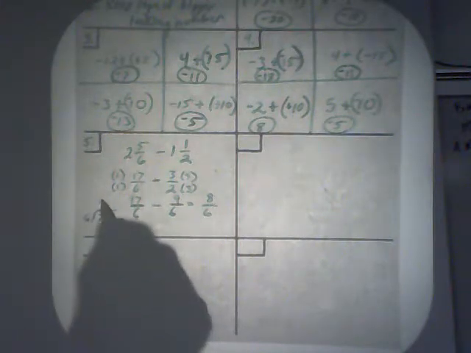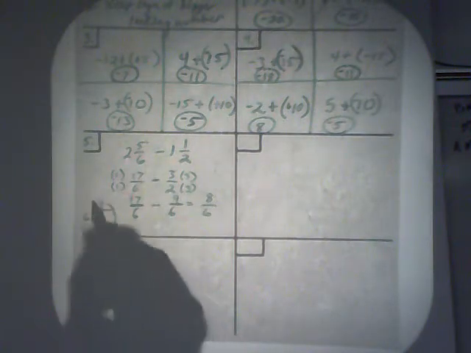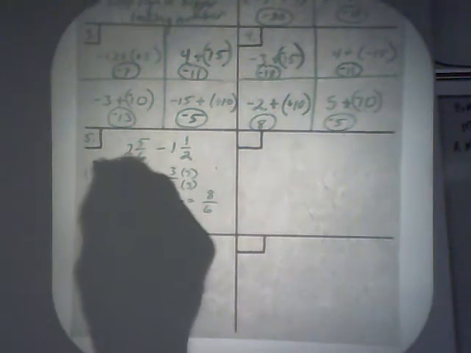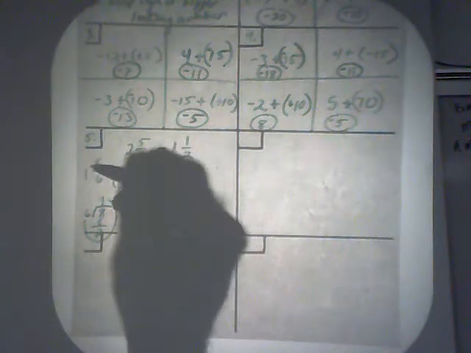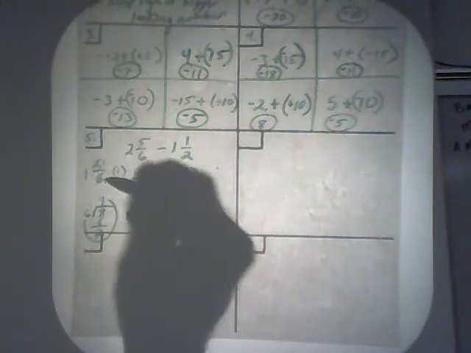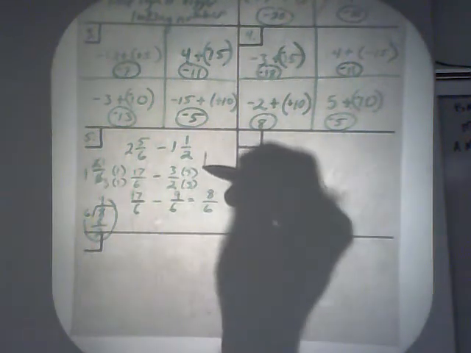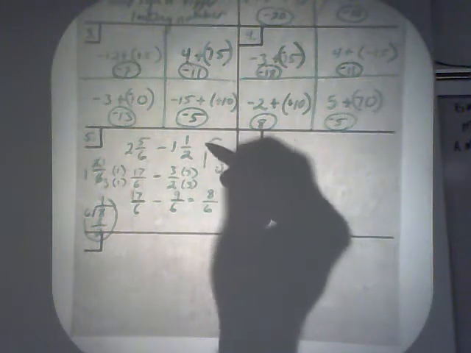6 goes into 8 once. Around the world I have 1 and 2/6. Can I reduce? Yes. 2 goes into 2 once. 2 goes into 6 3 times. I got 1 and 1/3.